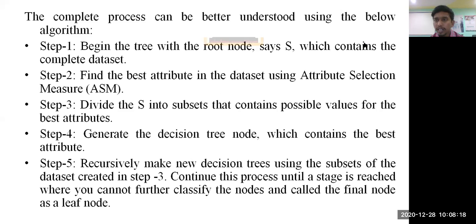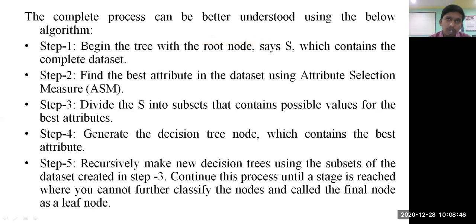So this is the pseudocode or the step-by-step representation of your decision trees. At step one, we will be starting at the root node. We call it S, which contains the complete data set. So all the attributes, whatever you are going to have in your data set, will initially be represented with the root node. Finding the best attribute in the data set can be done using your attribute selection measures, which we'll be discussing in the next slide.